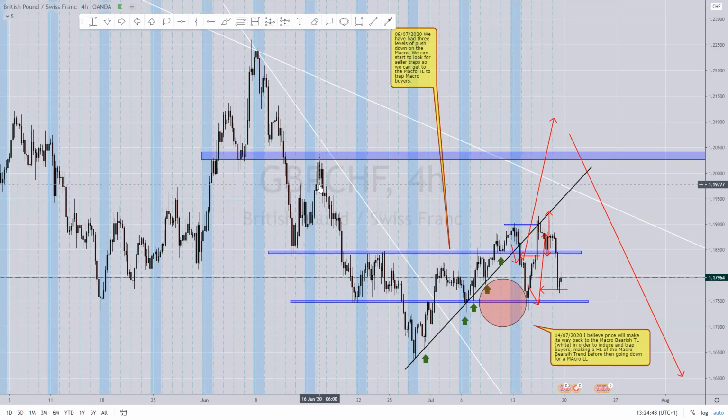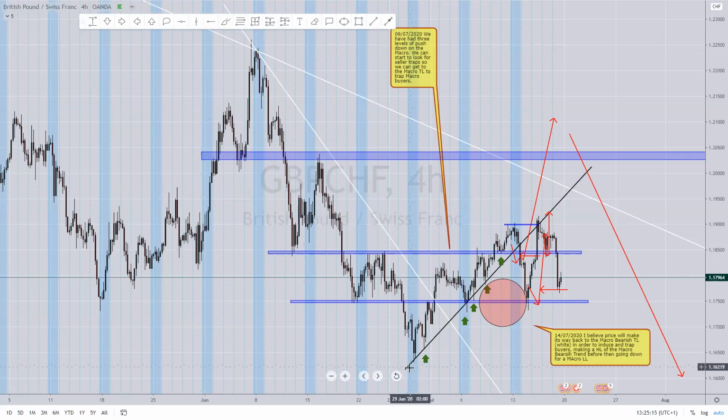So there is manipulation in the markets, and sometimes they use the number 3 as a means to psychologically impact the retail traders, if you like. So anyway, we have had 3 levels of push down on a macro. We can start to look for seller traps so we can get to the macro trend line.